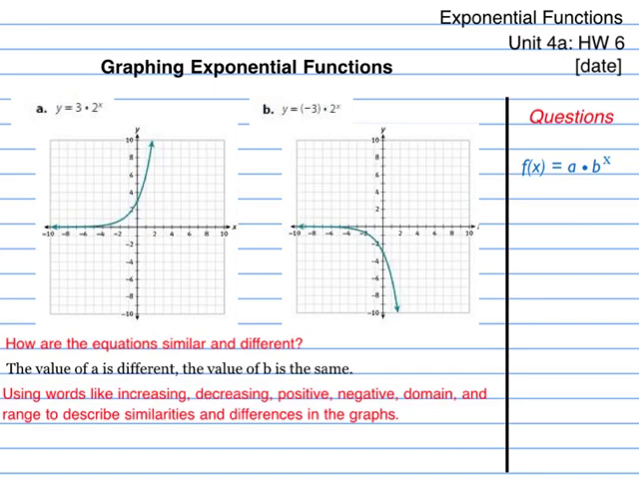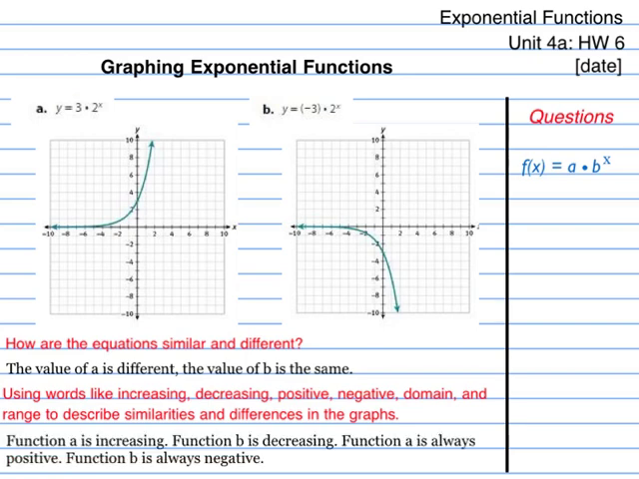So using words like increasing, decreasing, positive, negative, domain, and range, I want you to describe similarities and differences in the graph. So we can say function A is increasing. And even though we said this represented growth, function B is considered to be decreasing. What's the difference that changed that? Now we know that function A is always going to be positive. All the y's are going to be positive. Whereas function B, it's always going to be negative because all my y values will be negative.